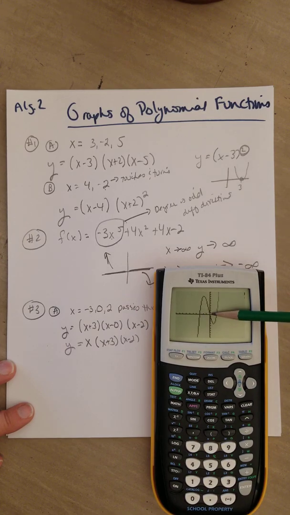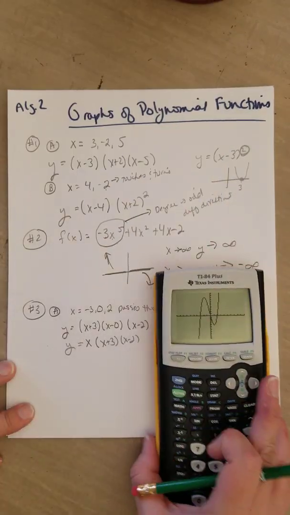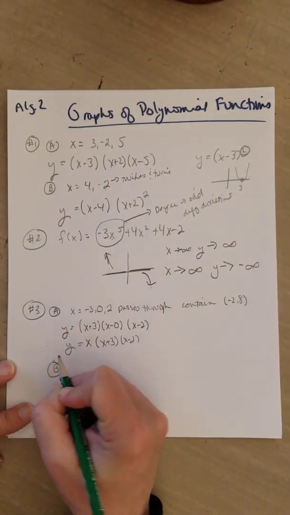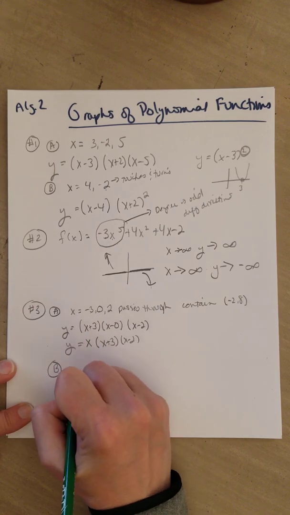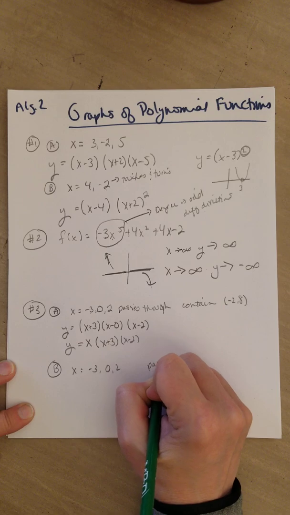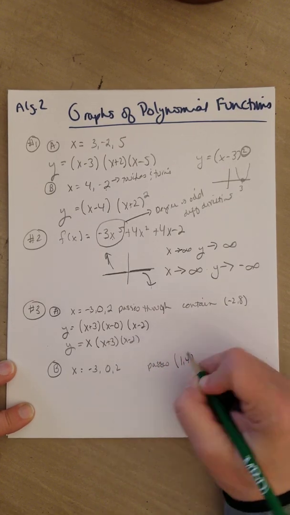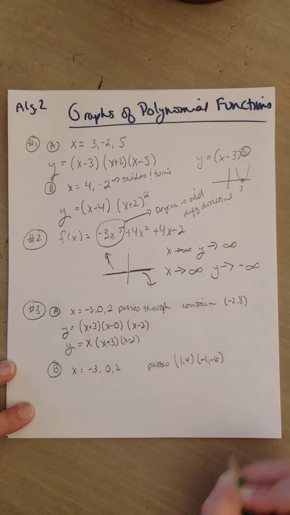So there's one at -3, 0, and 2. Feeling good about it. Doesn't that look like pretty much what I have there? Yes. All right, B. Again, if you look at that, it has x-intercepts at -3, 0, and 2. Now this time it passes through, it's hard to see it, but it passes through at 1, 4, and -1, -6. Trust me on that one.